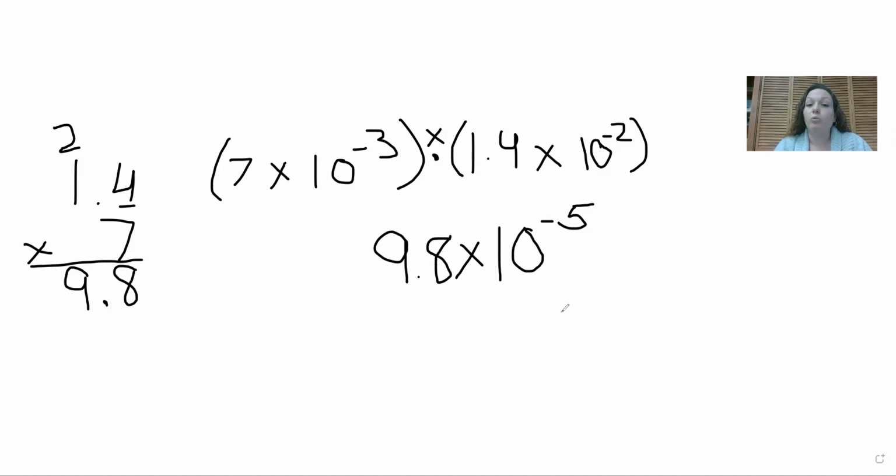And usually that would be your answer. If your teacher or your textbook asks you for a different form of this answer, you would move the decimal point over to the left 5 times.